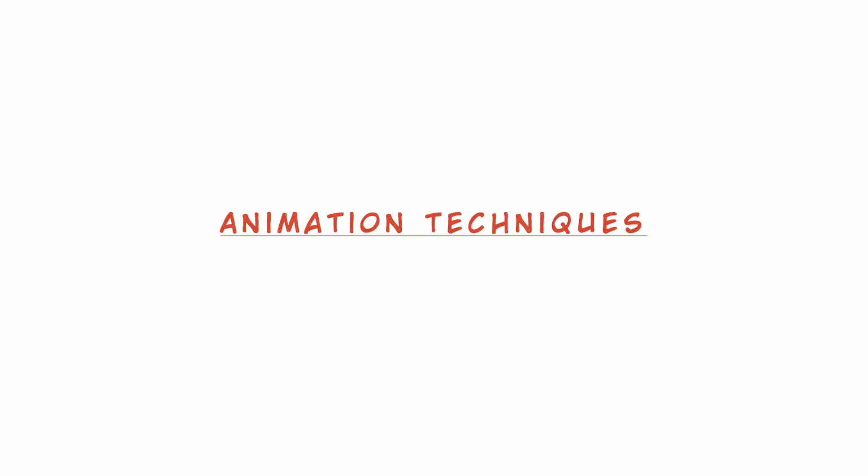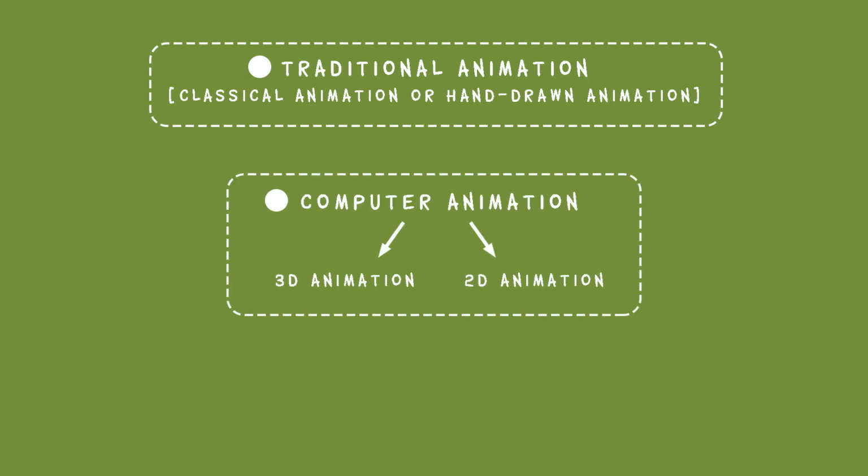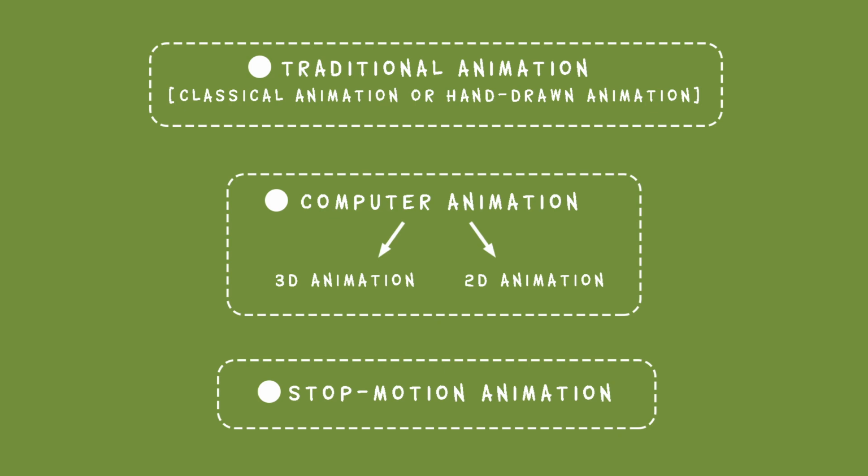In my lessons, I will talk about 3D animation, but let's quickly talk about all the main animation techniques. Traditional animation, or classic animation, or hand drawn. Computer animation, that is split into 3D and 2D. Stop motion. Now let's see in detail how these different techniques work.